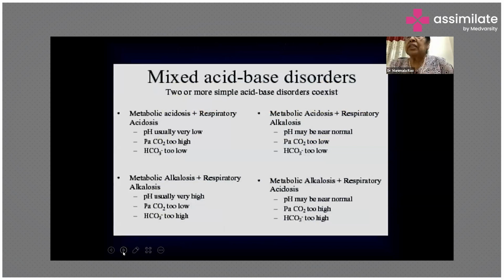So these are the mixed acid-base disorders. You can have metabolic acidosis and respiratory acidosis. You can have metabolic acidosis and respiratory alkalosis. You can have metabolic alkalosis and respiratory alkalosis. You can have metabolic alkalosis and respiratory acidosis. Normally what you don't have is respiratory acidosis and respiratory alkalosis together. So that is what you have to understand: where the compensation is not up to the mark, you have to think whether there is anything else. Okay, next slide, please.